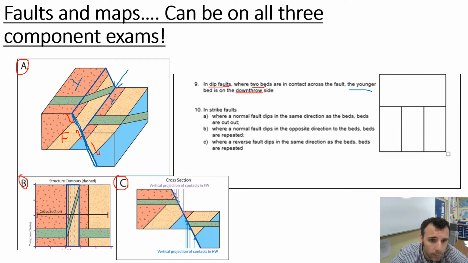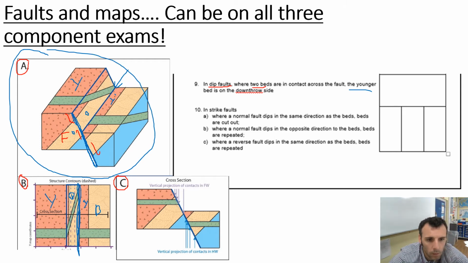So the youngest bed here is on the down throw side. This is older, because it's beneath Y. So this sequence is clearly older, and that follows that rule. So if we look on this map here, the actual fault runs along here. So this is our fault, and this is younger bed, and this is older material on this side. And then this is young again. So that clearly is the down throw side. Even if we couldn't see this cross section here, we could use the map to work that out.